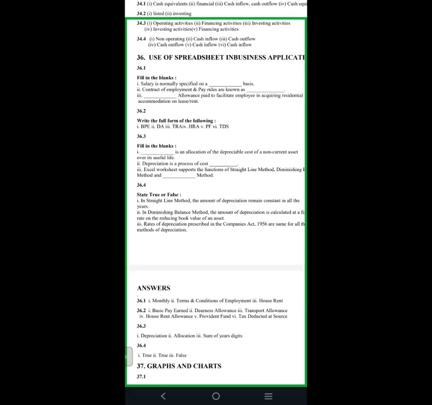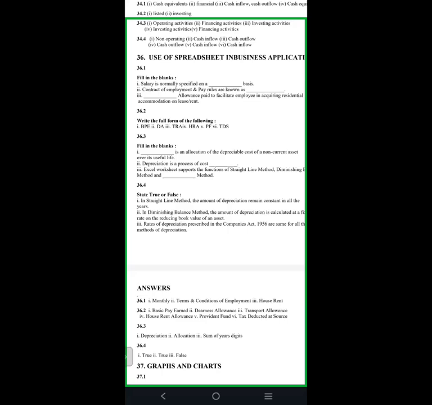Fill in the blanks. Dash is an allocation of the depreciable cost of a non-current asset over its useful life. Depreciation. Depreciation is a process of cost of allocation. Excel worksheets support the function of straight line method, diminishing balance method, and dash method. Sum of years digits method.